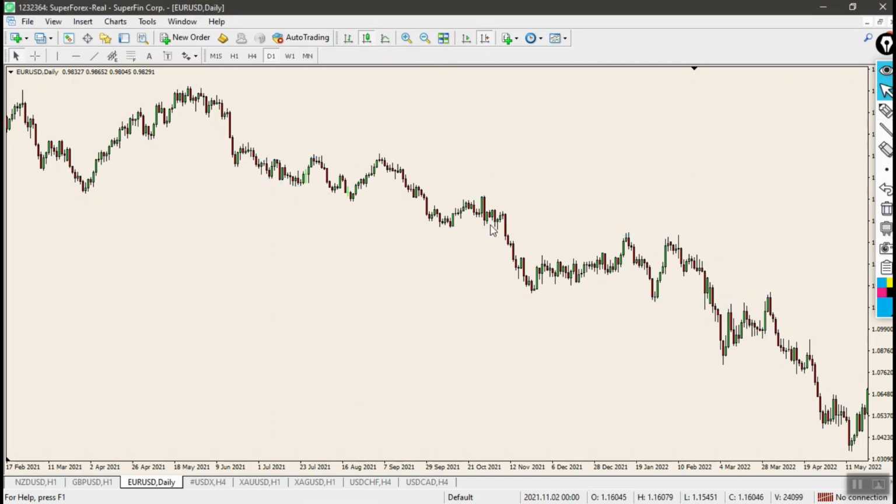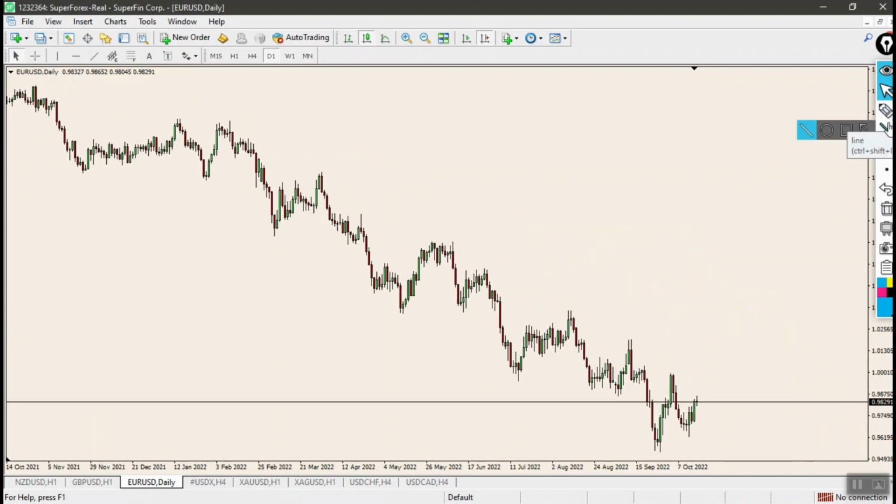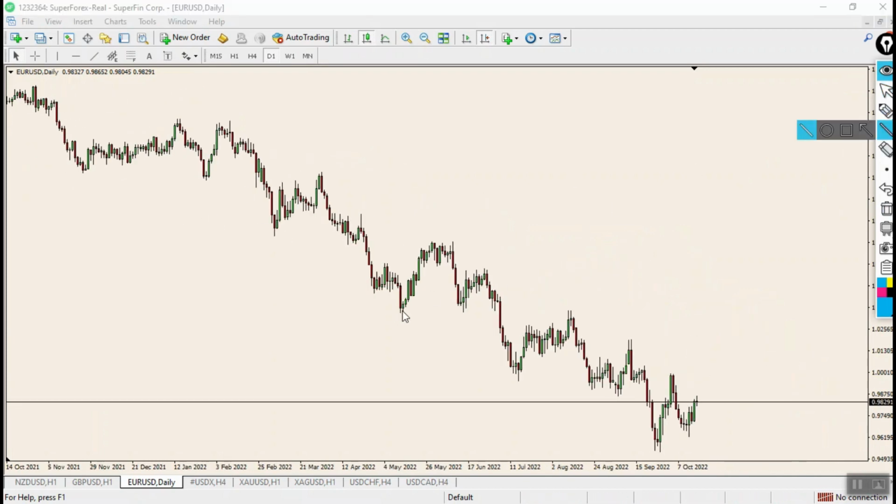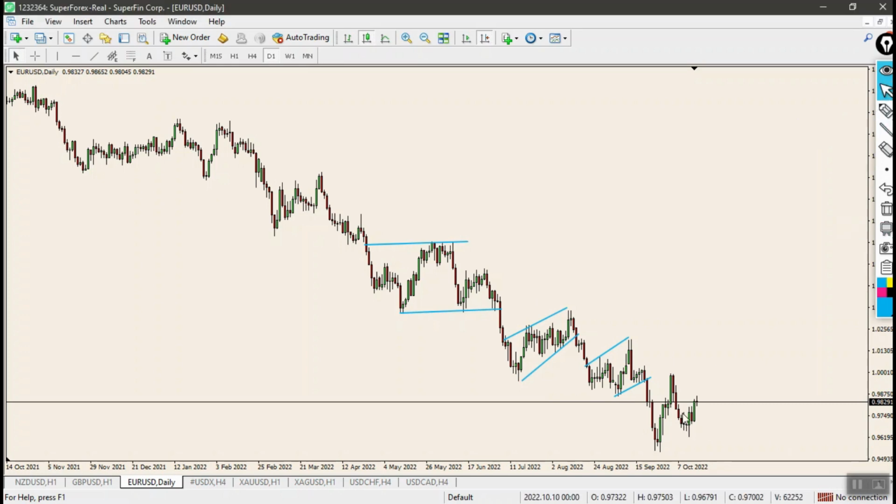Hold on, we have one more here. We have one more right here. We have another one here. So the market has been giving us continuation patterns for the longest of time, and I believe we are going to be continuing with sells. So let's go on the lower time frame to confirm what I speak of.